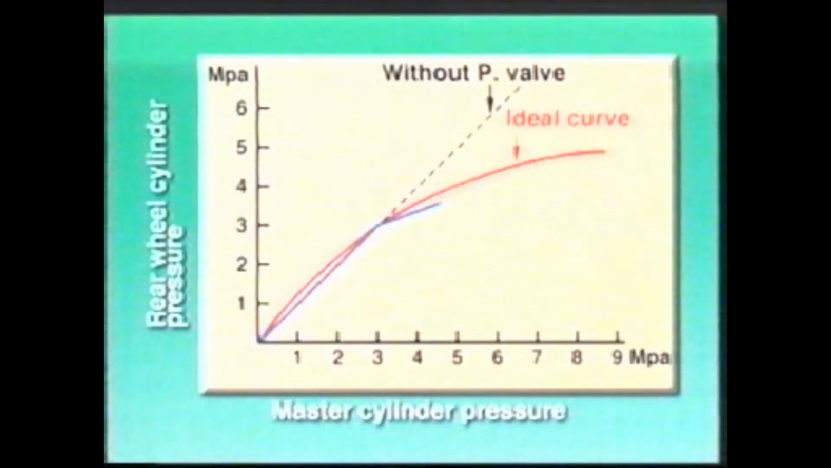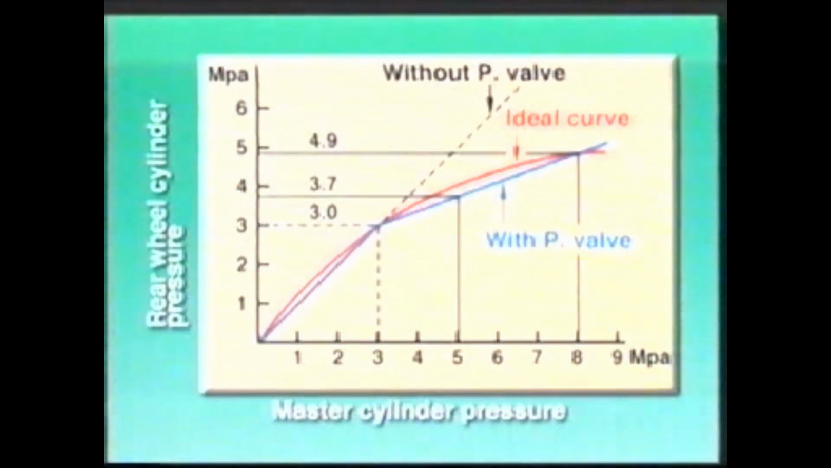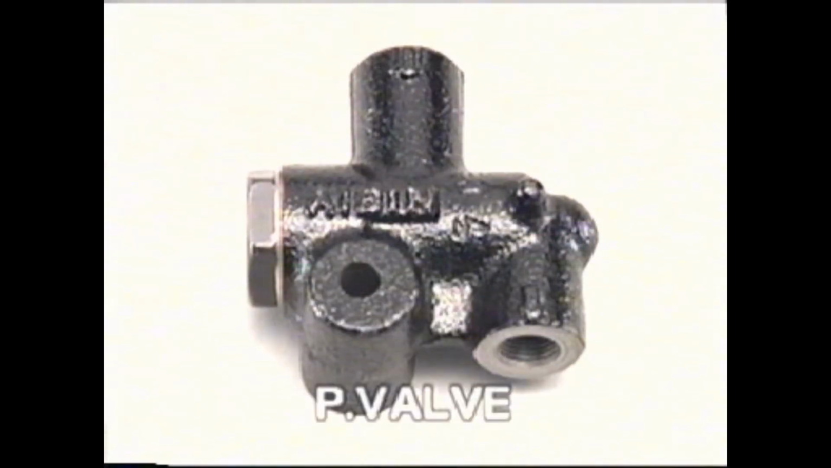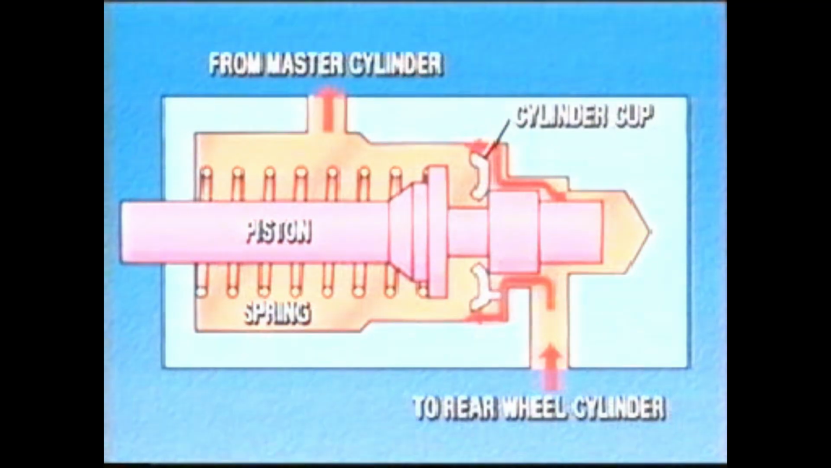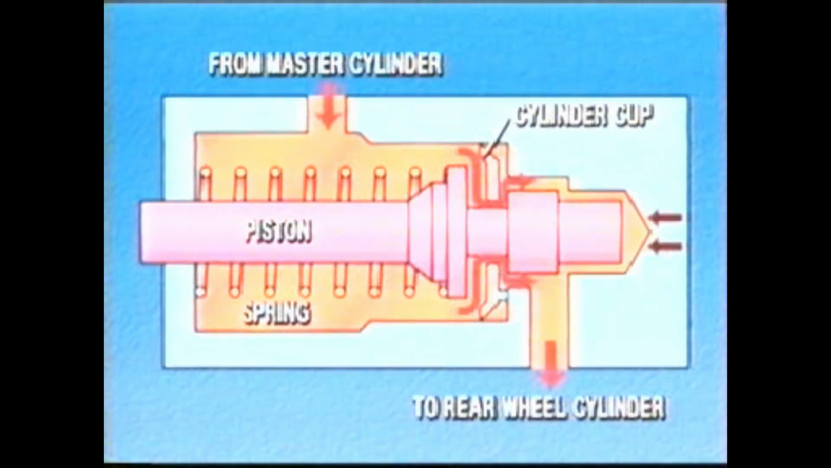The P-valve is designed to automatically reduce the hydraulic pressure applied to the rear wheel cylinder from the master cylinder in proportion to the pedal force applied to the brakes. Inside, the piston is moved constantly due to the difference in the surface areas of the piston chambers.